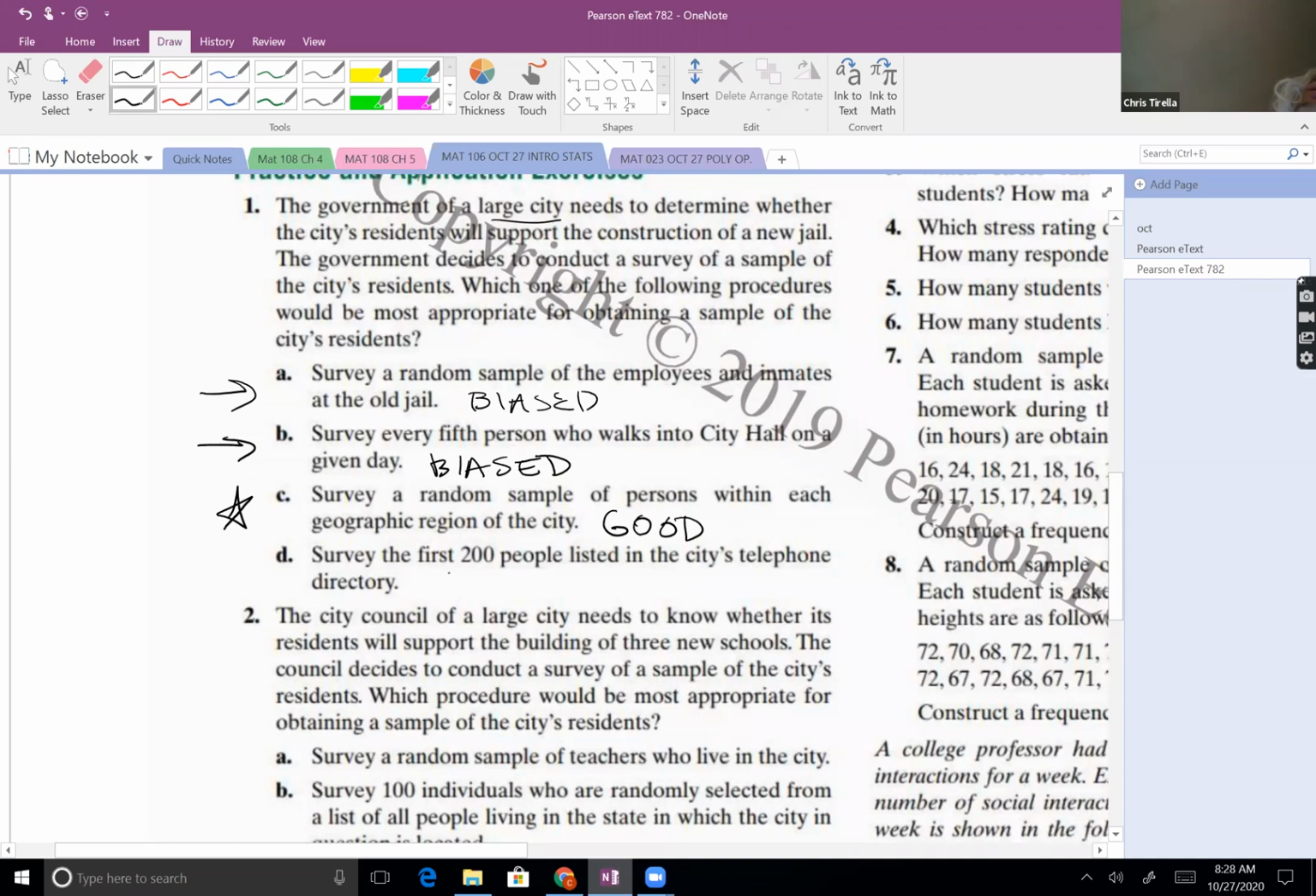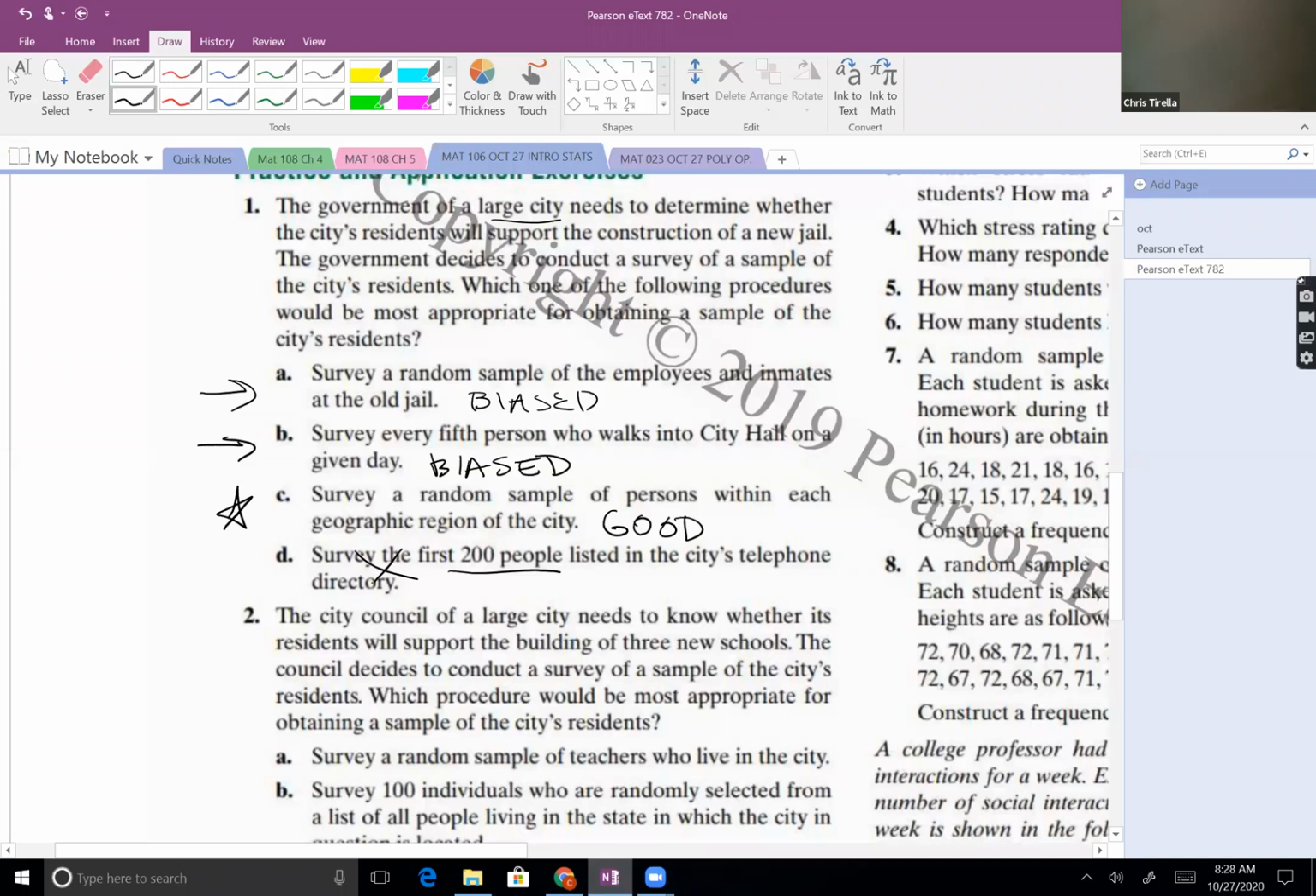The last one says the first 200 people in a telephone directory. Well, a telephone directory would have, I guess, only people with landline phones. But if you think about the first 200 people, that would probably be an easy way of getting 200 people. But the first ones, wouldn't they all have just about the same last names? They're probably relatives or something, so that one's not real good either.